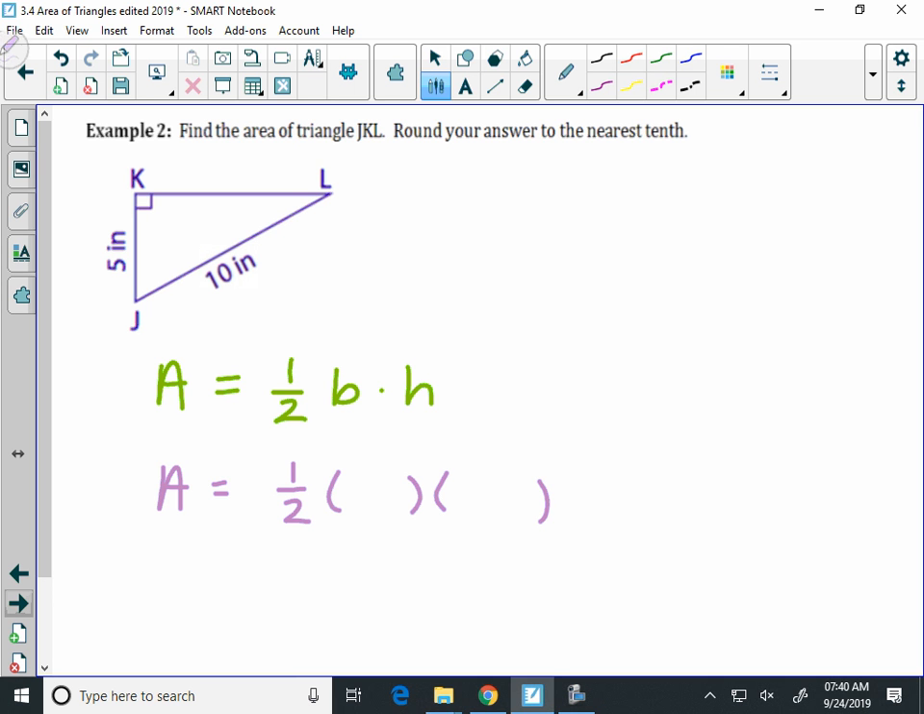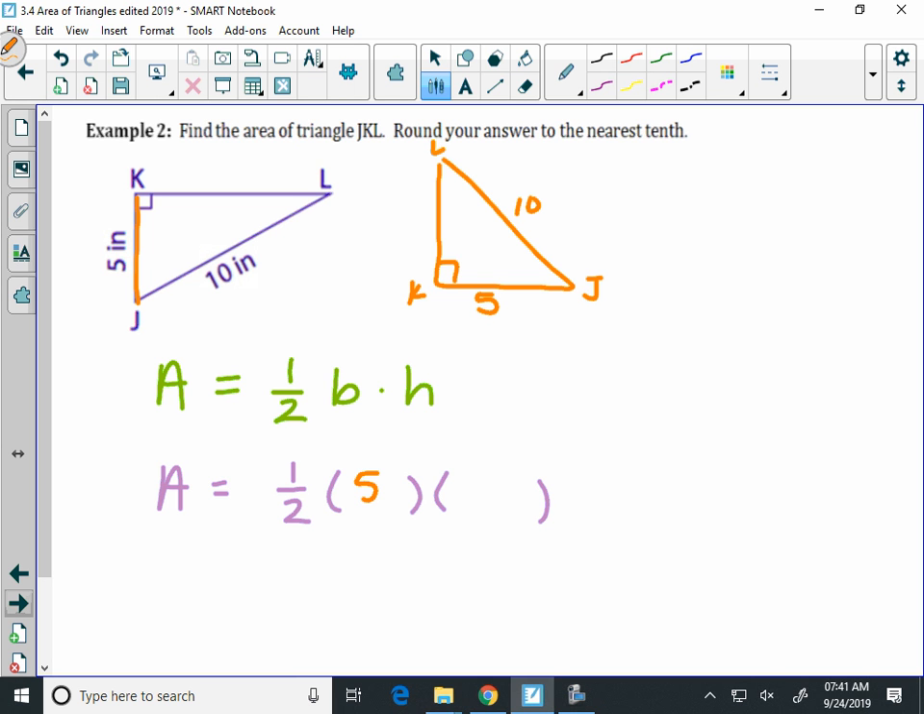And if it's confusing because it is tilted, just redraw it not tilted. And 5, this was K. This would be J, and that would be L. You can rewrite it not tilted if that helps, or turn your paper so it's not tilted. So we know our base, the bottom part of our triangle, is 5. What's our height?